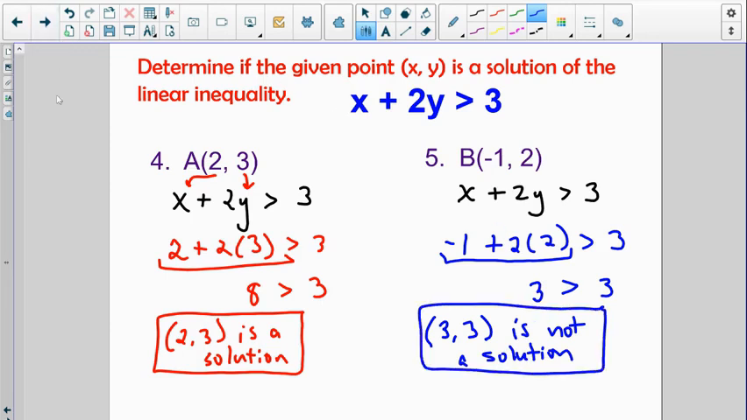All right, that's it for today. Finding solutions of linear inequalities on the graph and also with the linear inequality.